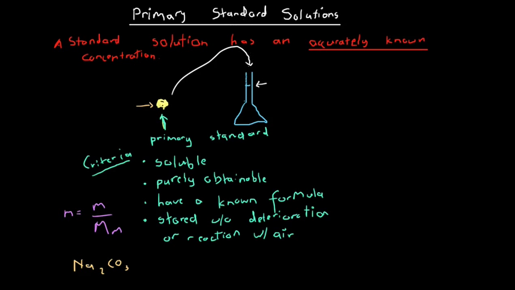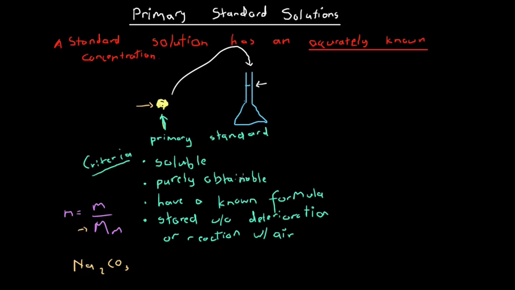Secondly, this substance has a known formula. That's important. We know the formula of this substance. If we don't know the formula, if we don't know if it's sodium carbonate, or if we're not exactly sure what this is, then we can't figure out the molar mass. So having a known formula is important for working out the molar mass. The fact that it's pure is important to get the mass right. The fact that it has a known formula is important to get the molar mass right.